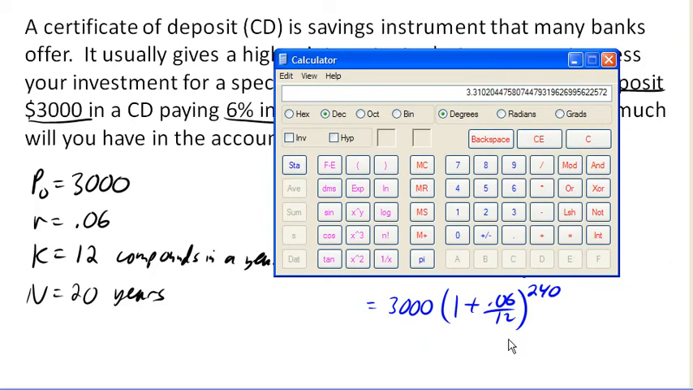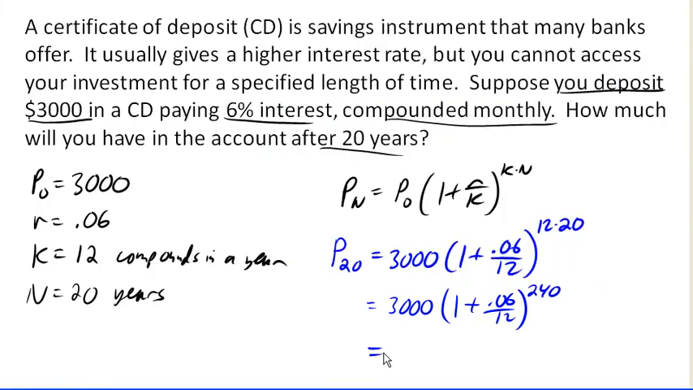Now, I could write that down, round it off, and multiply it by 3,000, but if I can avoid rounding, I want to. And so I'm just going to go ahead and leave that in my calculator, and now multiply by 3,000 to come up with my balance after those 20 years. And so I'm expecting to have about $9,930.61 in my account after 20 years.